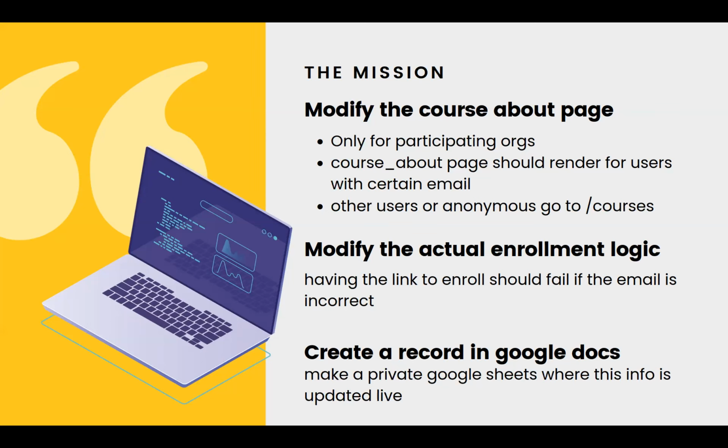We want to make that at the front end bits, so the users should not be able to see it, but we also want to make it in the backend. Even if they know the link or if they are a little bit hackish, they cannot override our rules. And then we want to create the record in Google Docs at the end.